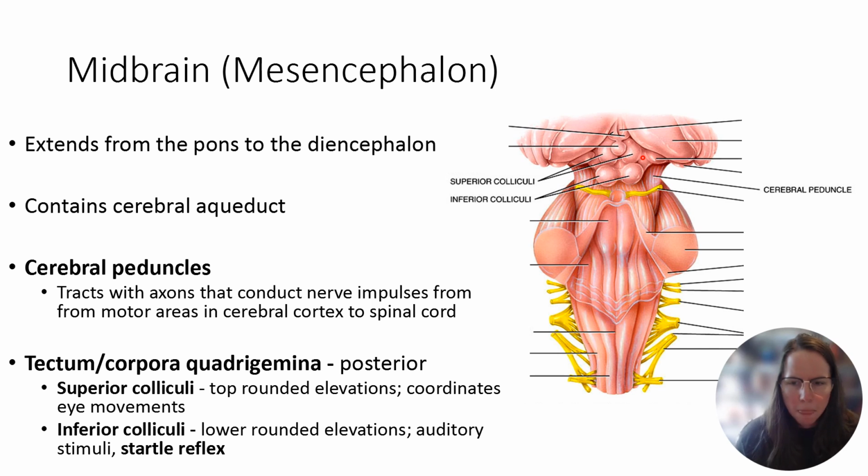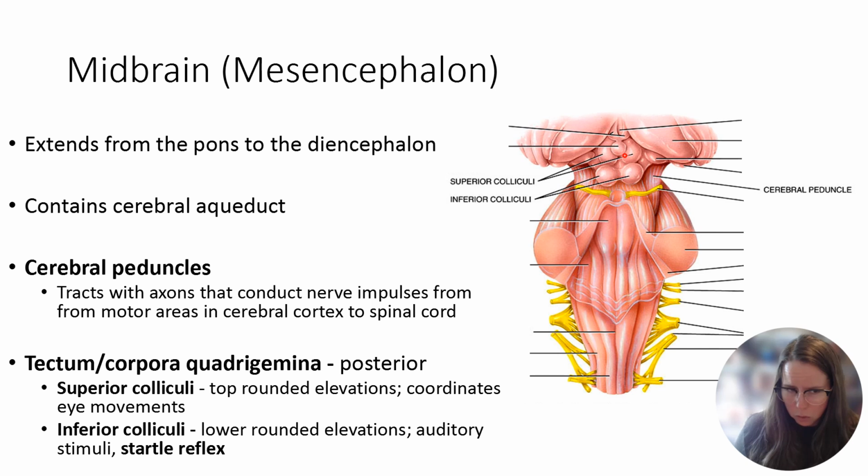Our superior colliculi here are involved, and we'll get to this again in our last chapter, as we talk about moving of the eyes and regulating information coming in as well as coming out. So how are your eyes moving? How do we coordinate those muscular movements?